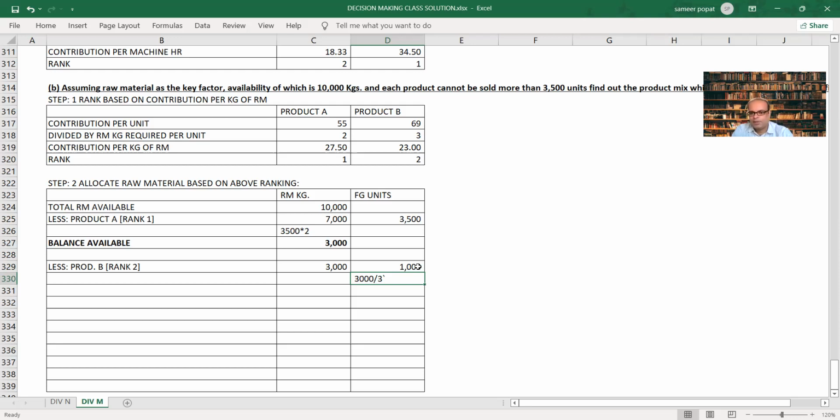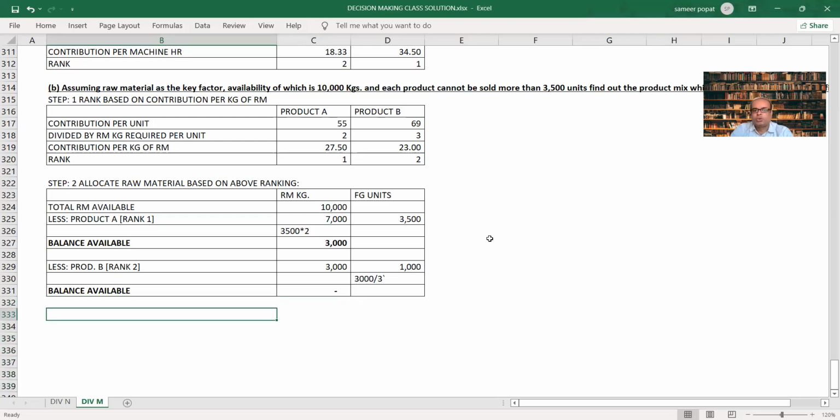Everyone got the point? Can you explain again? For product A, we multiplied, and for product B, we are dividing. See, try to understand the logic behind this working.